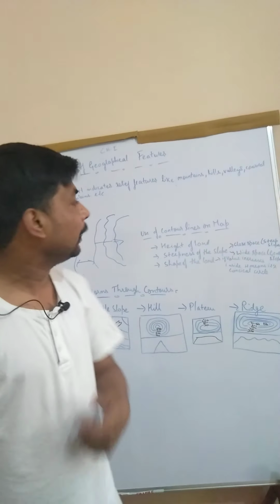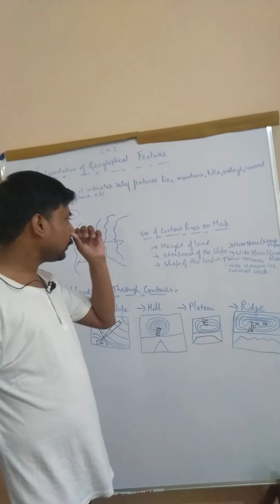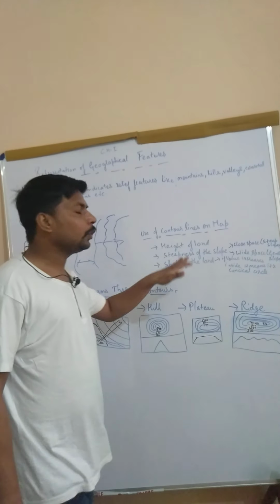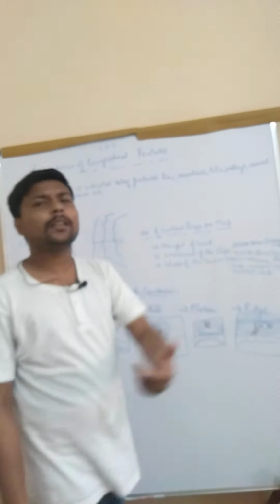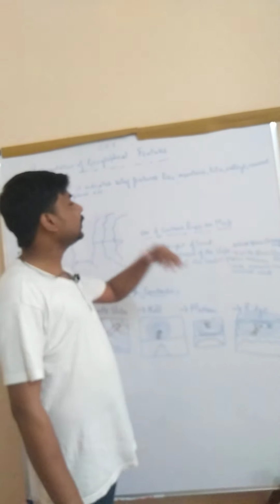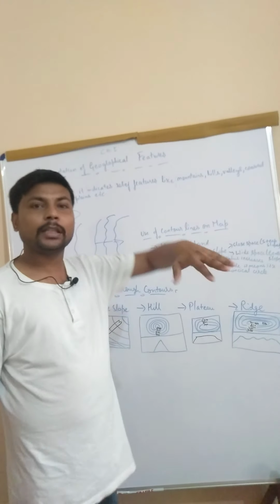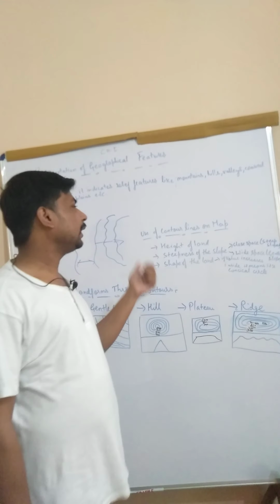If you know about the uses of those contour lines, then only you can read that map. So what is the purpose of this map? First of all, you know about the height of a particular place, right? If you are going towards a hill or towards a plateau, the height of that land or plateau will be shown by these contour lines.